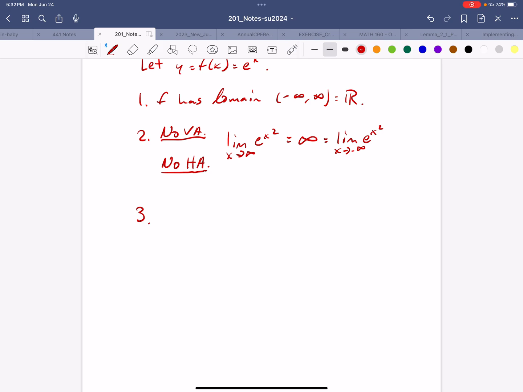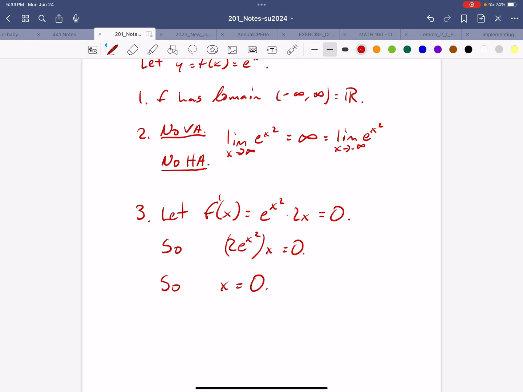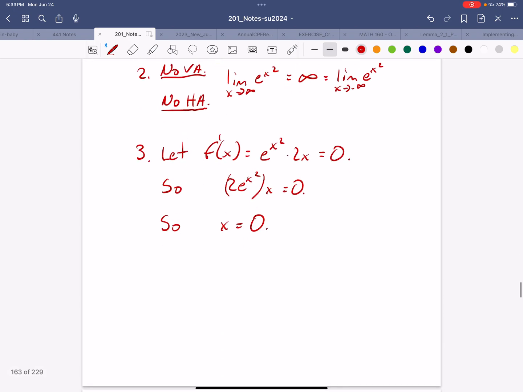Now let's take the derivative. We're going to let f prime of x equal 0. The derivative is e to the x squared times 2x. I think we can see that 2e to the x squared never equals 0, so the only thing that could equal 0 is x. So we have a critical point: f has critical point (0, 1), because e to the 0 squared is 1. Anything to the 0 is 1.